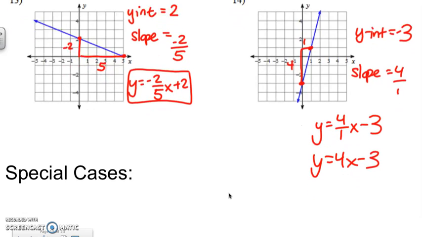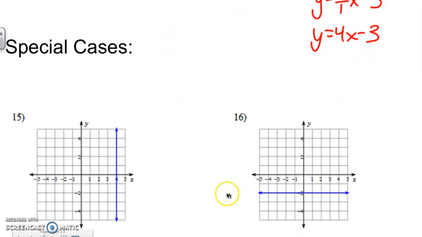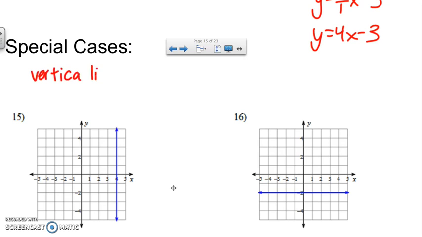All right. Here are some special cases. We've got horizontal and vertical lines. So number 15 would be a vertical line, because it's going up and down. So 16 is a horizontal line, because it's going from left to right. I totally forgot the L on that one.